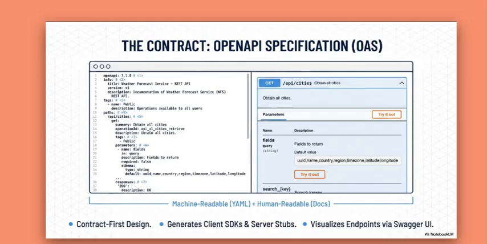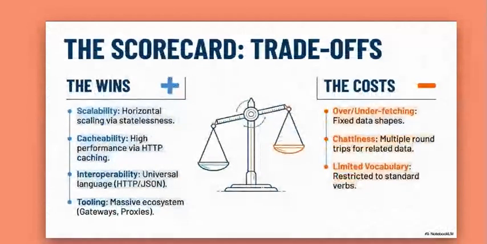And if we connect this to the bigger picture, REST favored resilience over pure efficiency. Those constraints, statelessness, the uniform interface, they are exactly what allowed the web to grow from a few university nodes to the global system it is today. That's a powerful thought to end on.